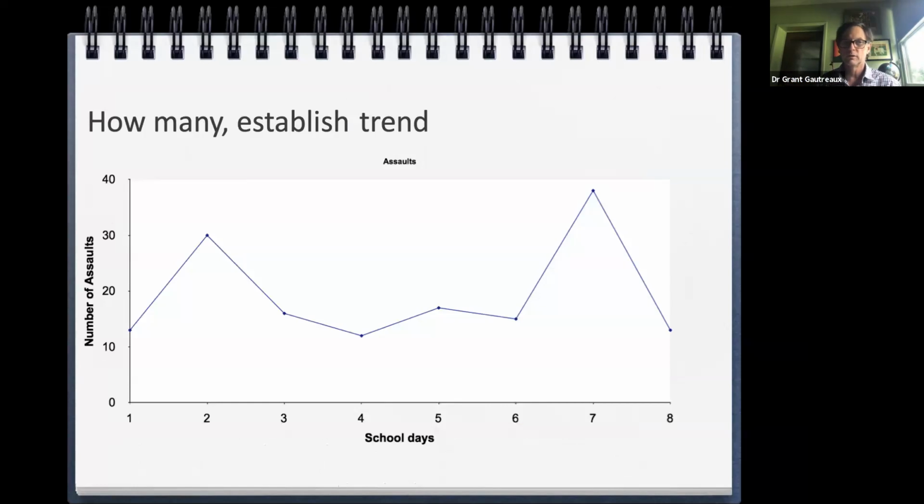Data can also help us establish a trend. Even when maybe that trend is a no trend, we can still get a lot of good information from looking at trends and determining, is our intervention making things better or worse over time.